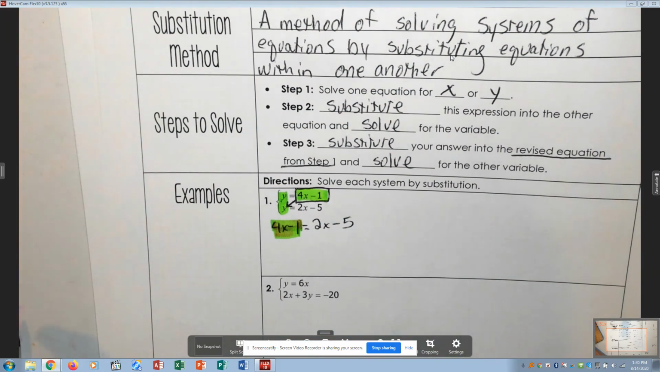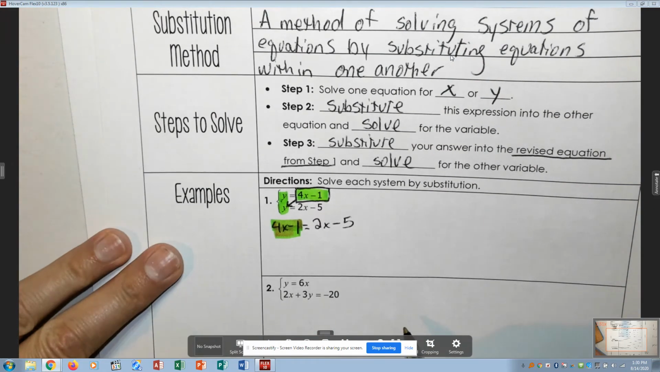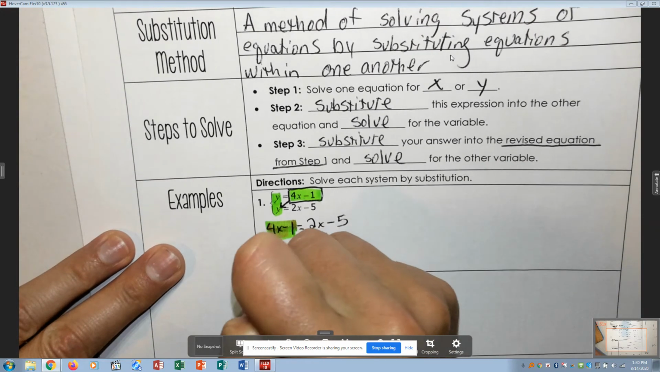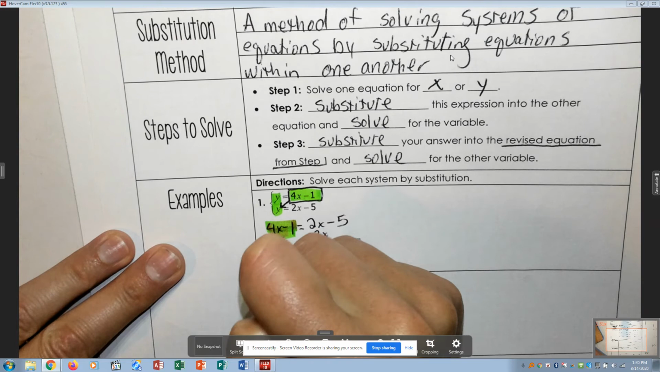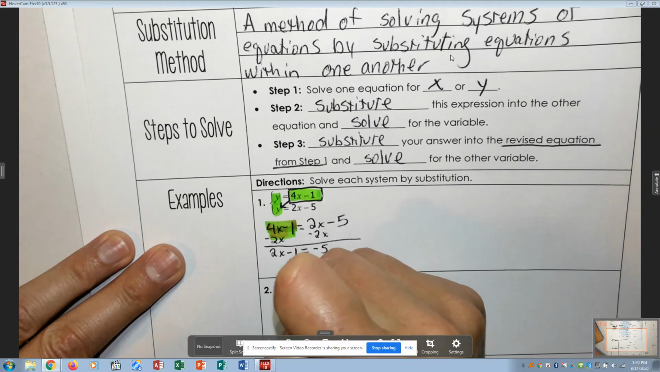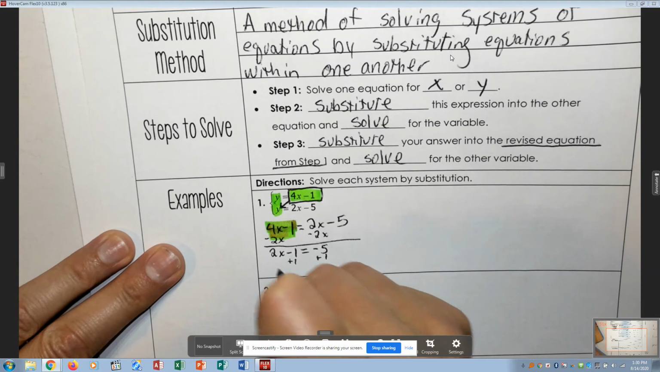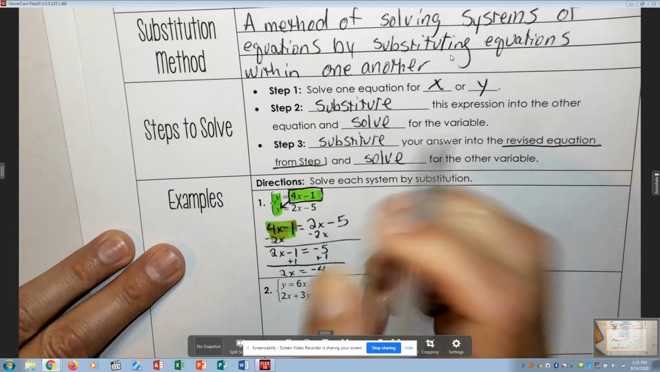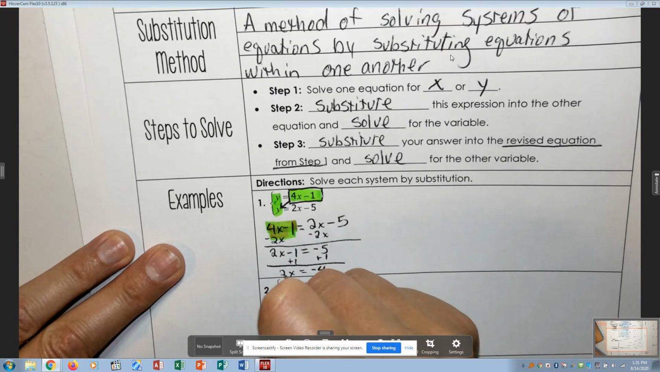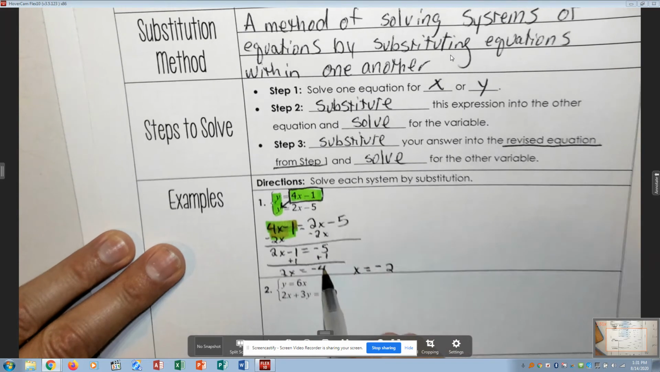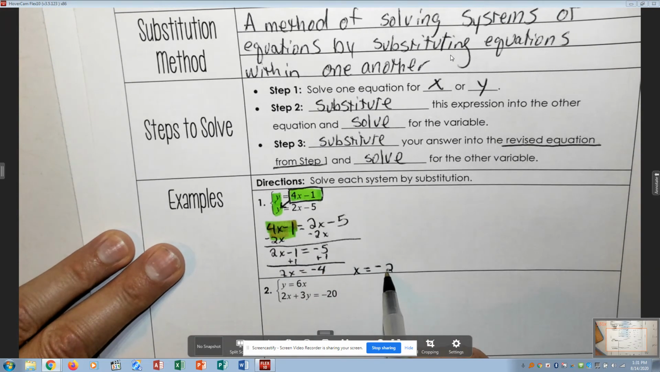Okay, now we're at a multi-step equation. We did this in unit 3. So now subtract 2x from both sides. So we have 2x minus 1 is equal to negative 5. Now we're going to add 1 to both sides. So 2x is equal to negative 4. Now we're going to divide by 2 on both sides. So x is equal to negative 2, because a negative 4 divided by a positive 2 is a negative 2.